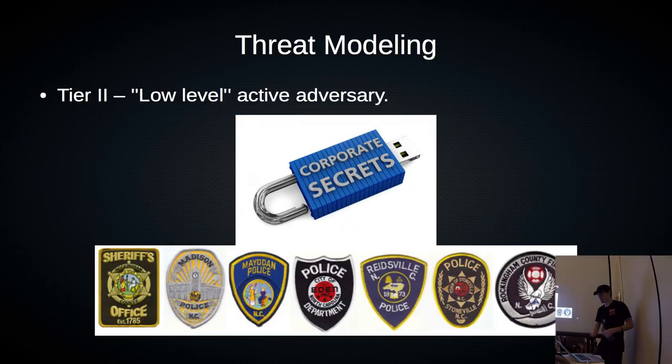The second tier is what I consider a low-level active adversary. So this would be like a network administrator who may be actively monitoring the network, looking for anything going out to the internet at large. If you're trying to blow the whistle on something and leak information out that way, this is kind of the next step up from that. Also, things like local law enforcement agencies, where the technical skill may not be as high as other organizations.